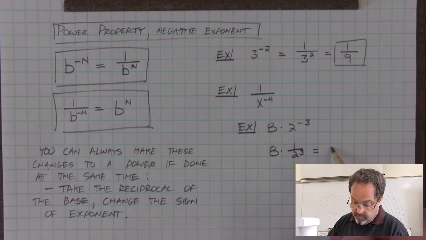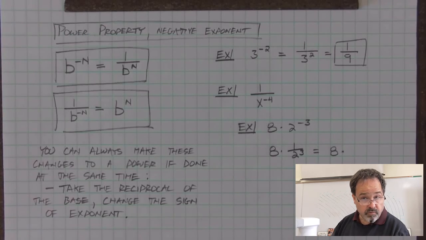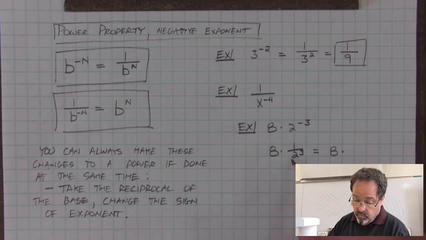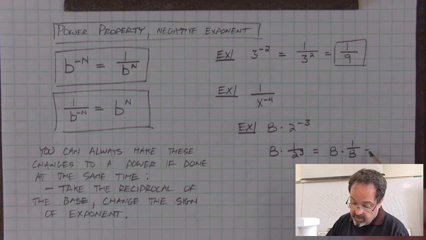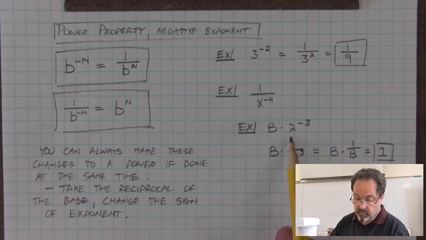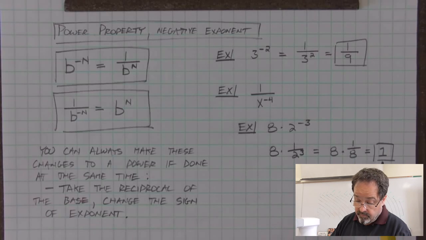Simplifying further, I still have this 8 times 1 divided by 2 to the third. 2 to the third is 2 times 2 times 2, which is 8. So 1 over 2 to the third is 1 over 8. And 8 times 1 over 8 is 1. So what I started with simplified quite nicely.